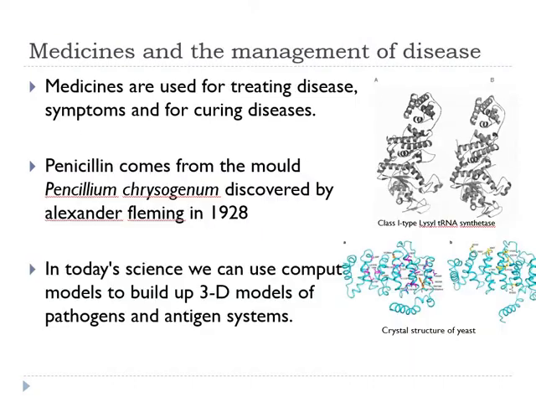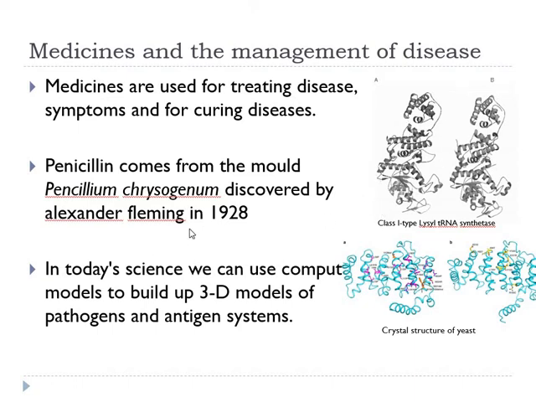So let's move on. Let's look at managing it now with medicines. We're going to go mostly into antibiotics. Medicines are used to treat diseases, and what we can now build up is these computer models. Here's an example of tRNA synthetase, which is an enzyme which adds amino acids onto tRNA. We can now use bioinformatics and computer models to develop medicines.